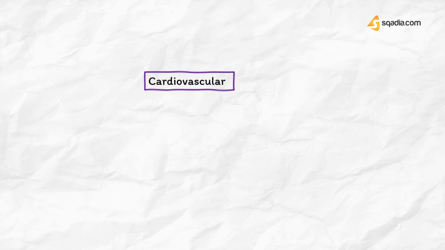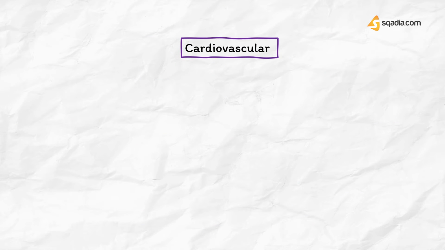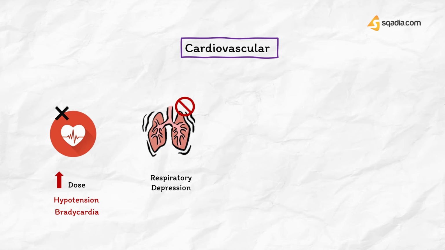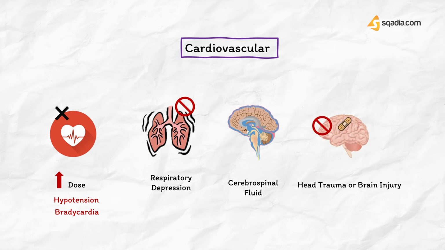Cardiovascular. Morphine has no major effects on the blood pressure or heart rate at lower dosages. With large doses, hypotension and bradycardia may occur. Because of respiratory depression and carbon dioxide retention, cerebral vessels dilate and increase cerebrospinal fluid pressure. Therefore, morphine is usually contraindicated in individuals with head trauma or severe brain injury.